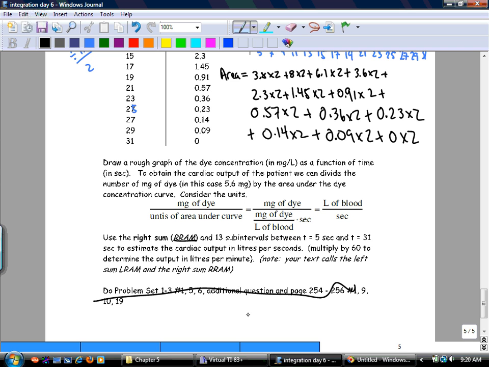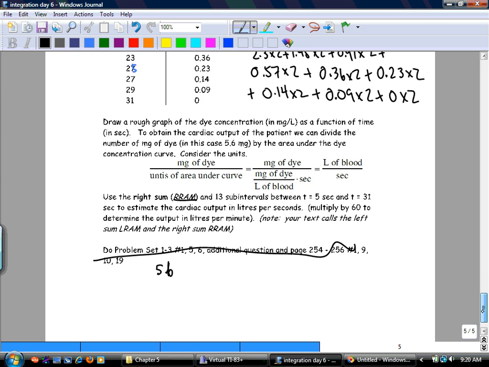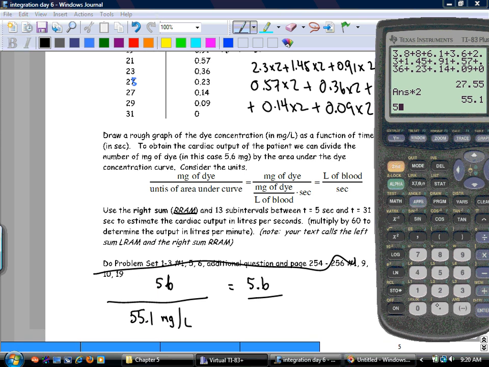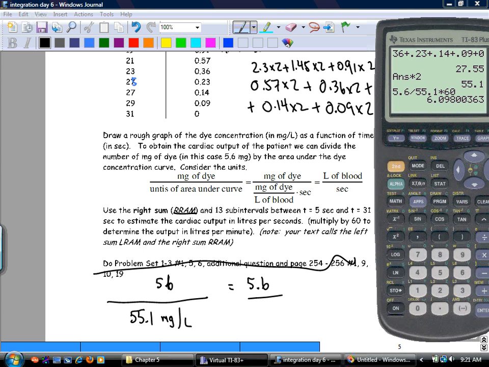So it's 5.6 milligrams of dye divided by units of area under the curve. We gave someone 5.6 milligrams of dye, and we found the area under the curve to be 55.1. Milligrams per liter equals milligrams of dye, 5.6, divided by the area. So we're going to go 5.6 divided by 55.1 times 60. Our heart pumps 6.09 liters per minute.